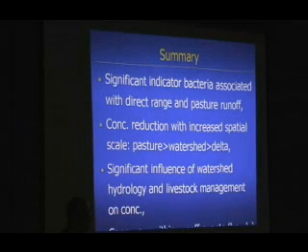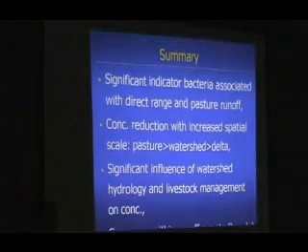So I'll see if I can remember what the bottom one is. But in summary, significant indicator bacteria are associated with direct range and pasture runoff. Concentration shows a reduction with increased spatial scale: greatest at the pasture, lower at the watershed, even lowest at the delta. There's a significant influence of watershed hydrology and management on this. And just one more, maybe go forward one if you would.